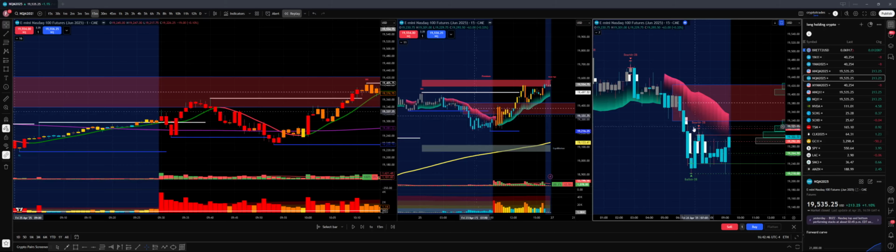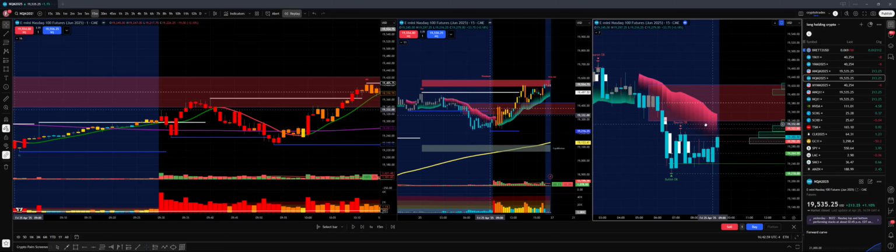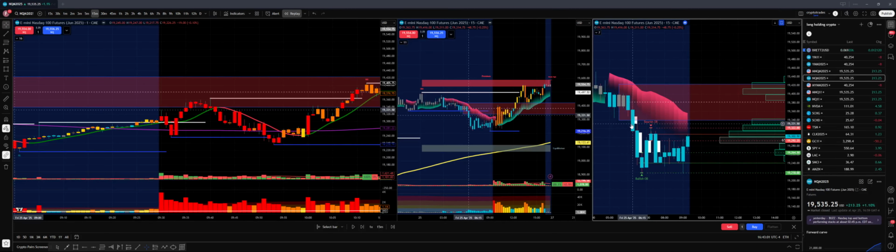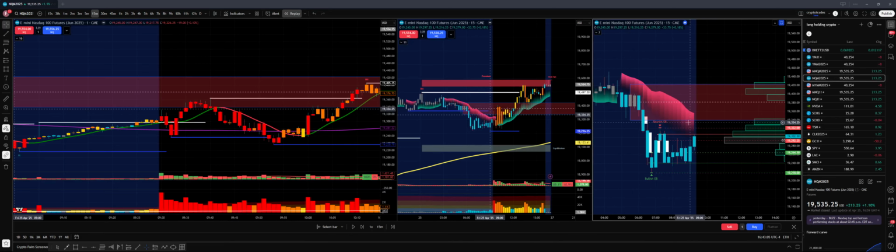Now go halfway of that fair value gap. So I went to the bearish order block, and then you can see halfway of this fair value gap is usually what I target. You could target the whole thing, but that could get you into a trade unnecessarily.